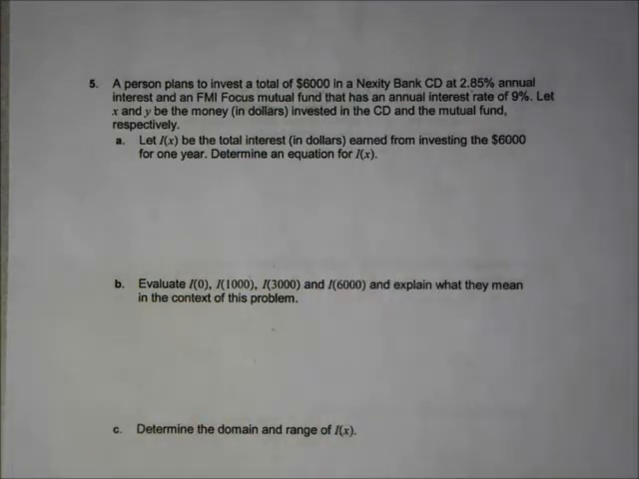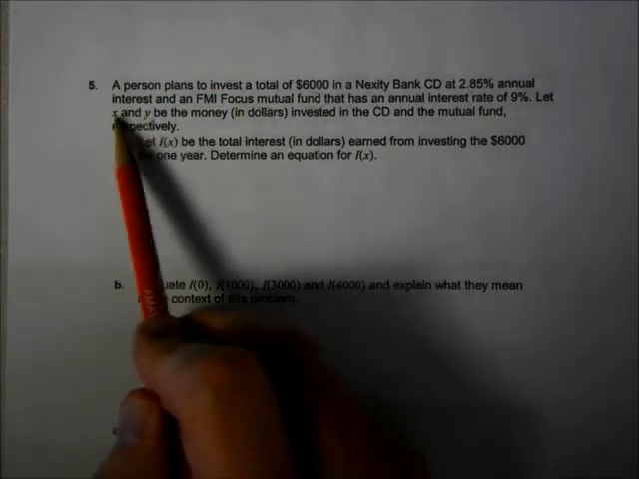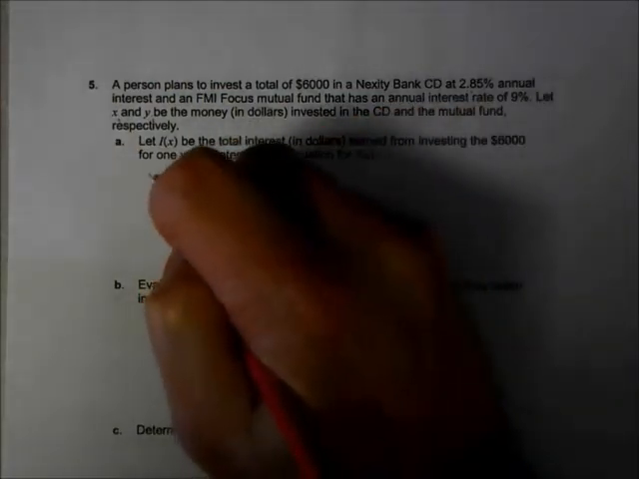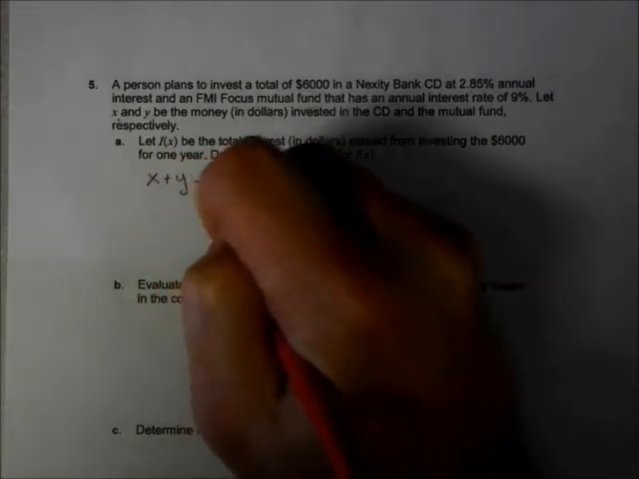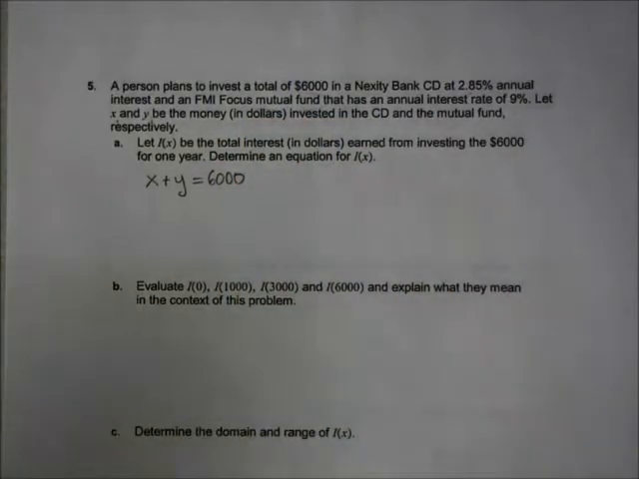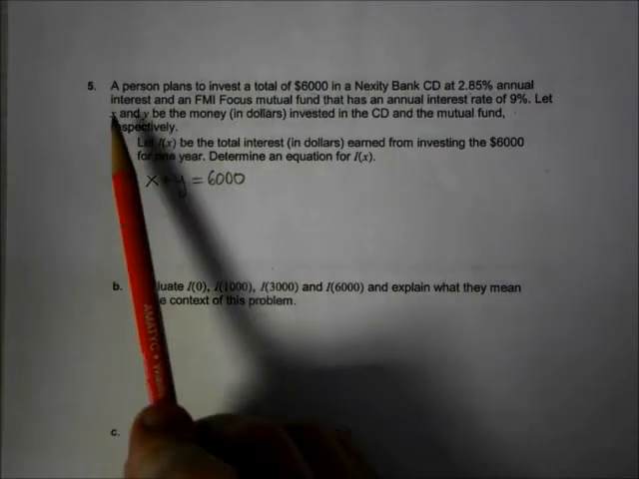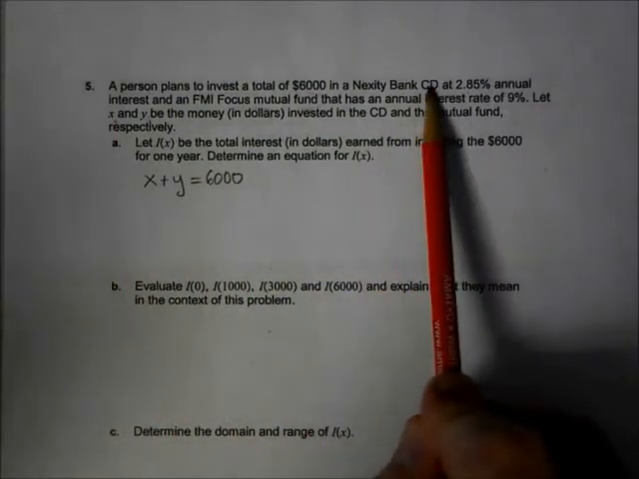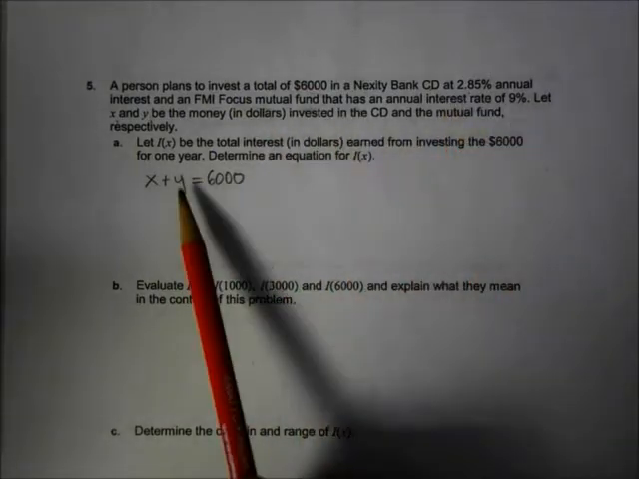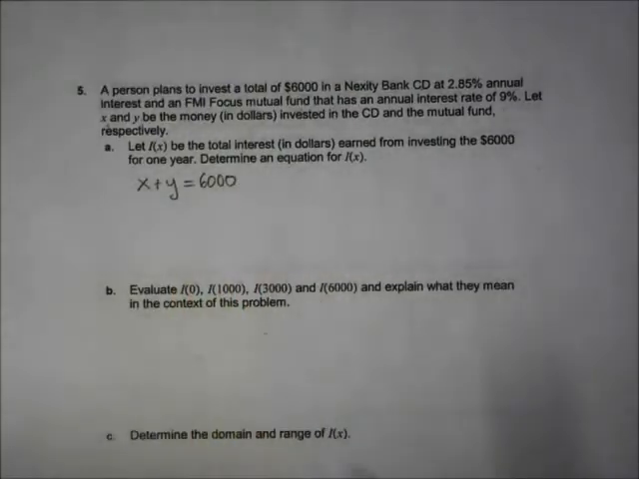Here's how I would start this one. I have two variables again, X and Y. What I know about X and Y is that X plus Y has to be $6,000, because I'm taking my money and splitting it up. And again, think of it: if I invest $1,000 in the CD, then I had to put $5,000 in the mutual fund. I had to split them that way. So the amount I put in one plus the amount in the other has to be the total amount of money I had.